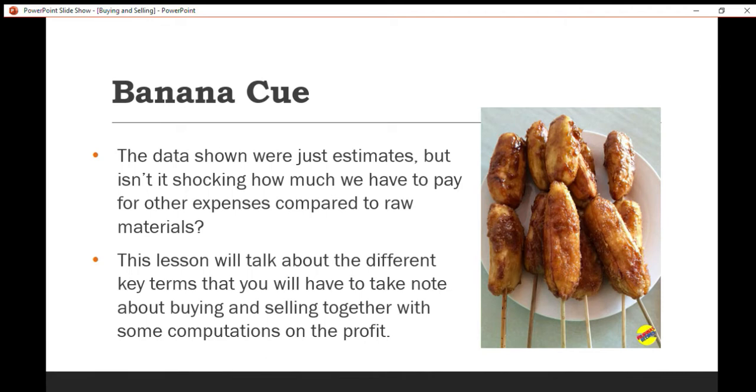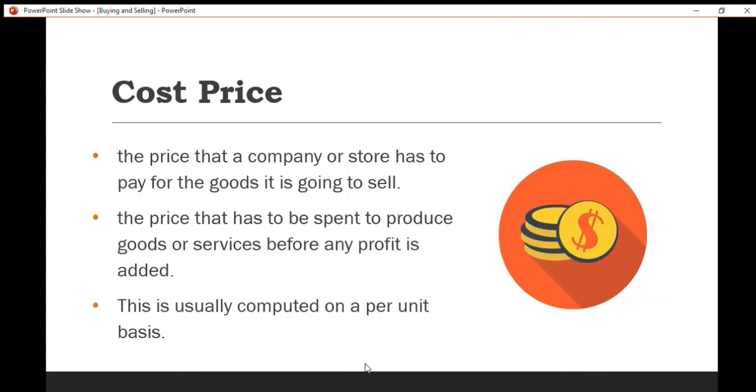And then this lesson will talk about the different key terms that you will have to take note about buying and selling together with some computations on the profit. We will be covering this topic for three sessions because masyadong madaming computation. So I will be dividing this into three. Okay. So the first concept that we have to know is the cost price. The cost price is the price that a company or store has to pay for the goods it is going to sell. The price that has to be spent to produce goods or services before any profit is added. This is usually computed on a per unit basis.